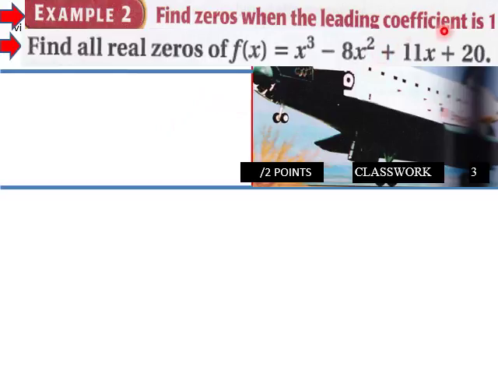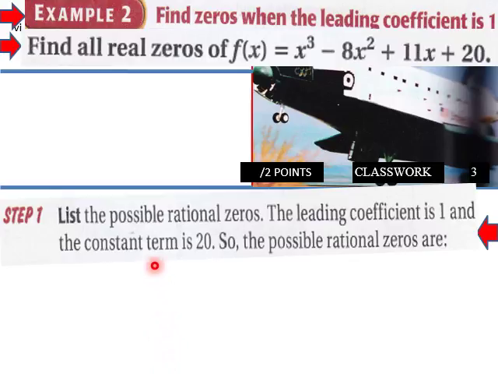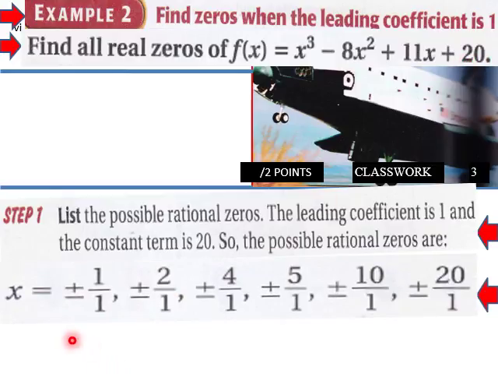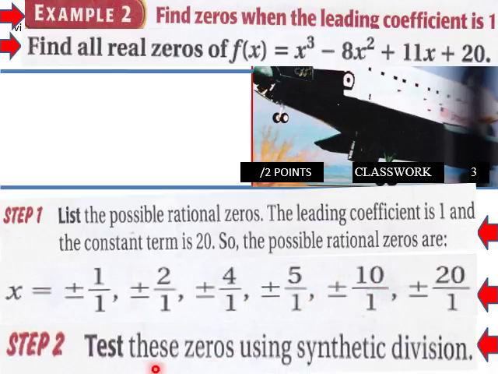Finding zeros when the leading coefficient is 1. Here's our leading coefficient. It will be 1. List of possible rational zeros. Leading coefficient 1. The constant term is 20. Here's our constant here. So the possible rational zeros are here. So we use our 1 here as our denominator, and then we put the factors of 20 in here, which is 1, 2, 4, 5, 10, and 20, all over 1, plus or minus. Test these zeros using synthetic division.